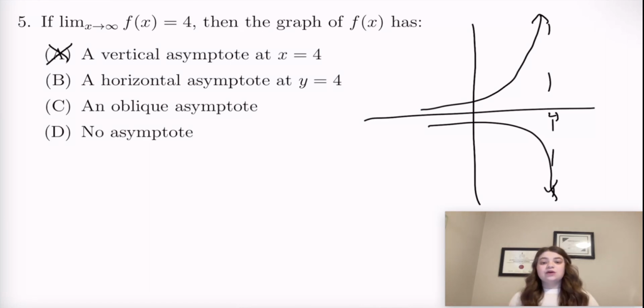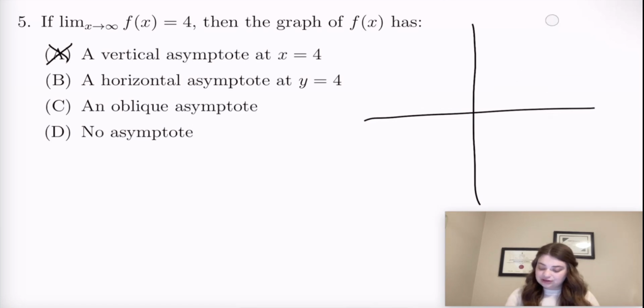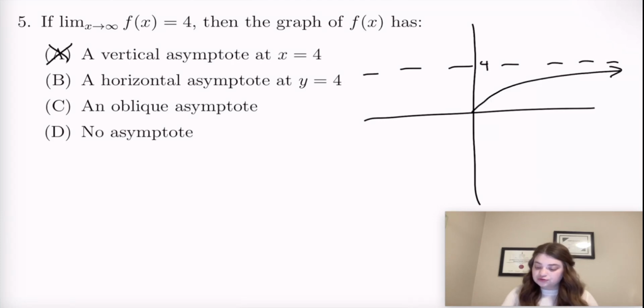The next one says a horizontal asymptote at y is equal to 4. Now this is a yes. This is actually, B is the correct answer, because let's think about it. If we had that asymptote at 4, then that means that as we approach infinity, so as we go further and further and further to the right, we're also presumably getting closer and closer and closer to that line of 4, right? We're getting closer and closer to the asymptote. And so therefore, this absolutely would be the correct answer.